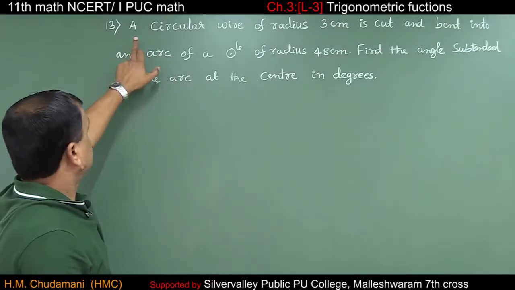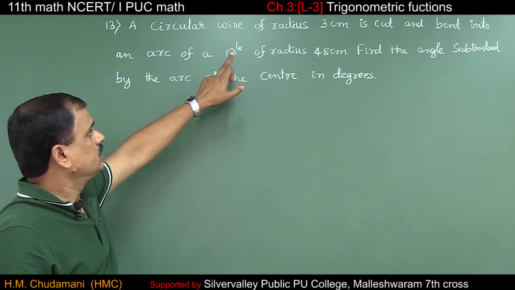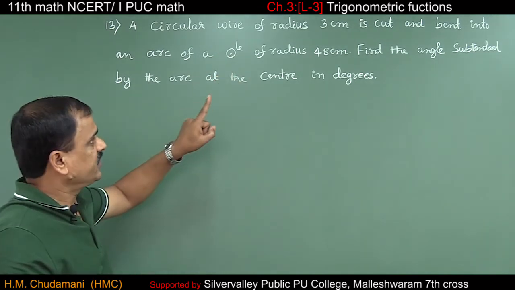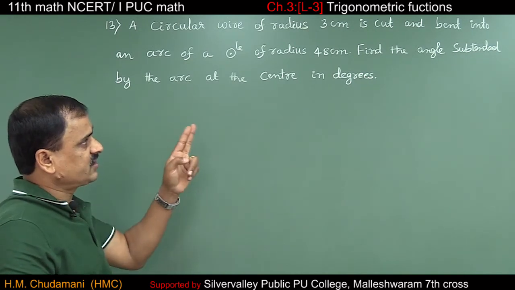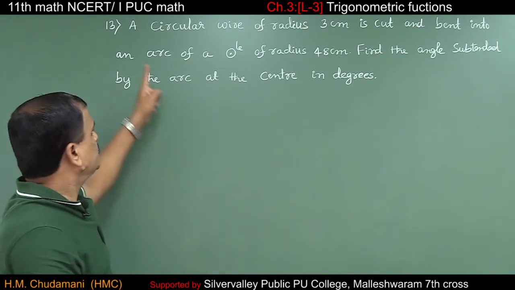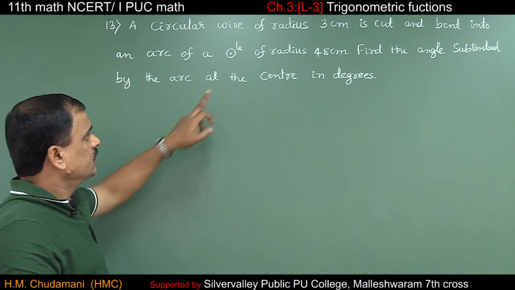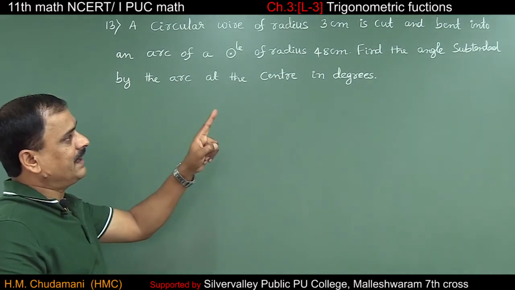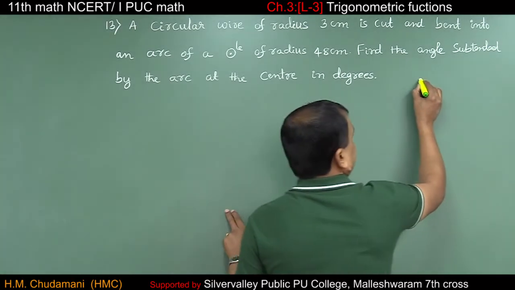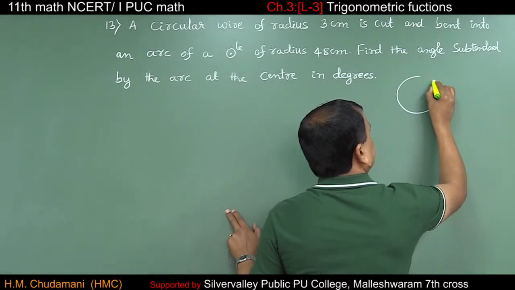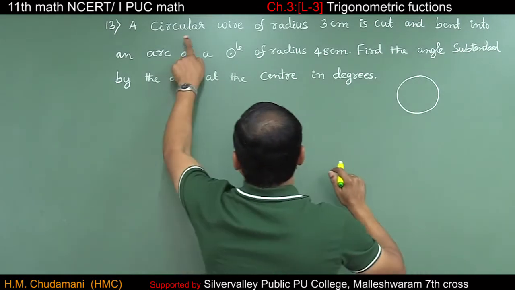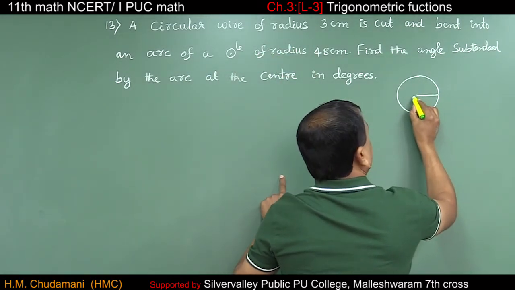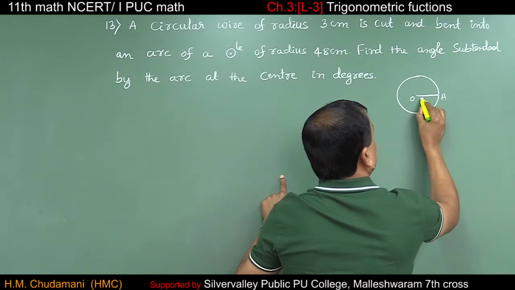One more concept based question. A circular wire of radius 3 centimeter is cut and bent into an arc of a circle of radius 48 centimeter. Find the angle subtended. See this? This is a circular wire of radius 3 centimeter.